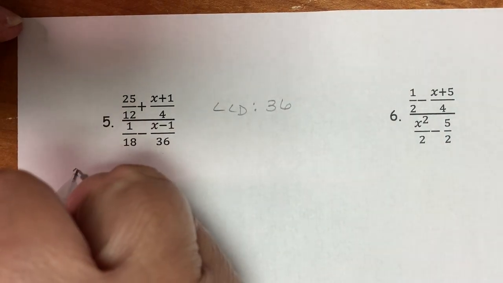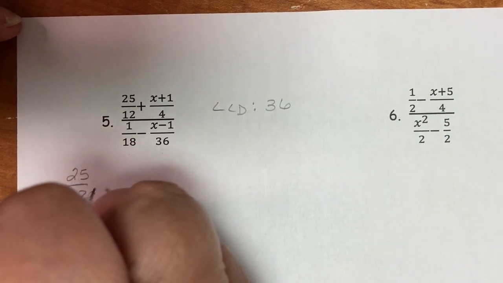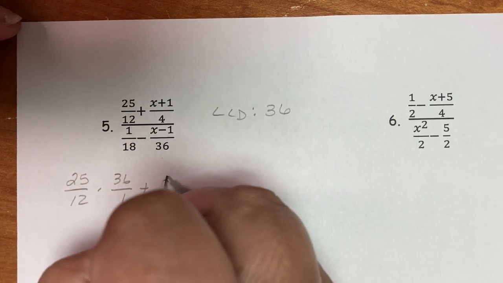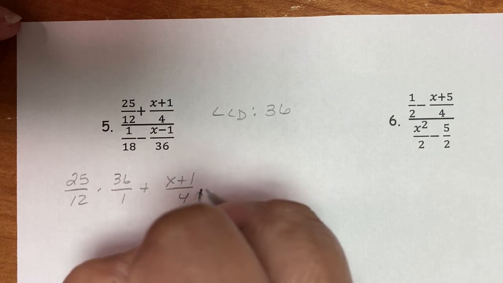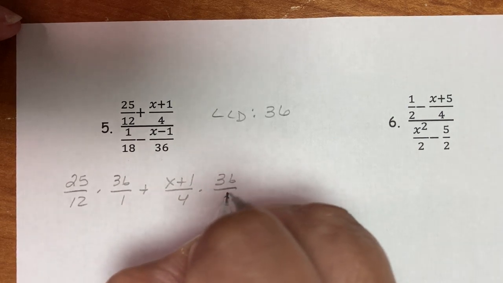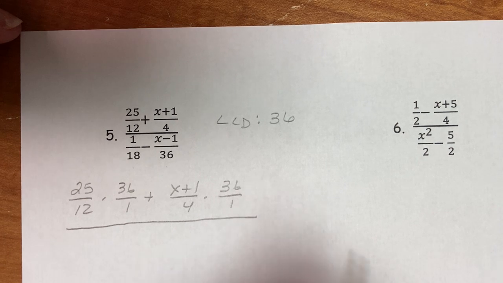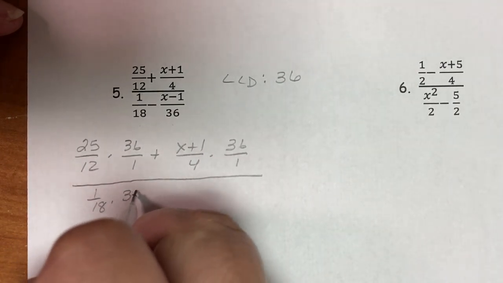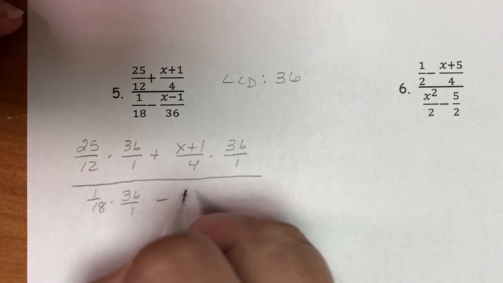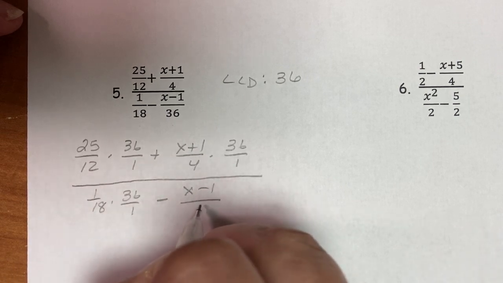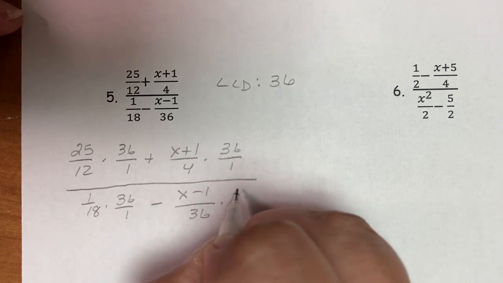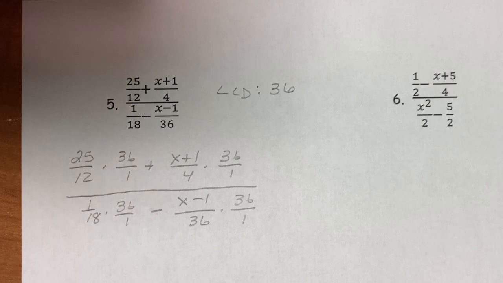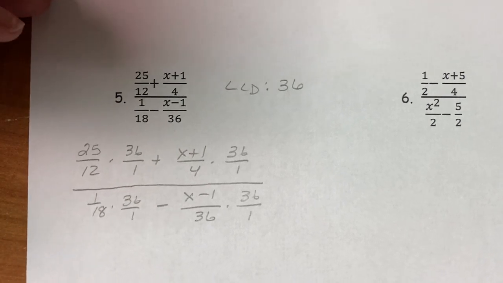So again, we're going to write this step: 25 over 12 times 36 over 1, plus x plus 1 over 4 times 36 over 1, over 1 over 18 times 36 over 1, minus x minus 1 over 36 times 36 over 1. This is going to be a little bit trickier, but not too bad.